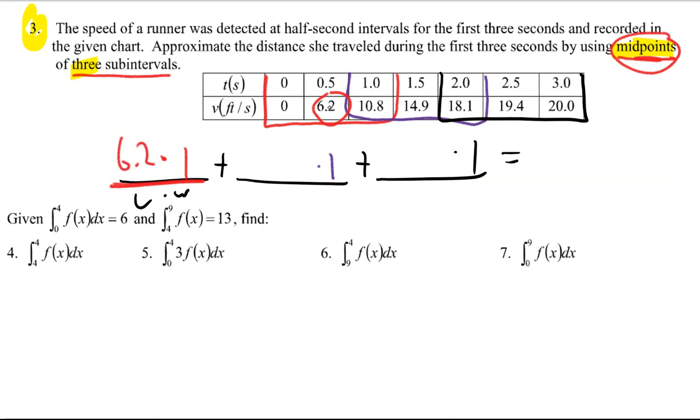So in the middle of the first interval would be 6.2. And the middle of interval 1 to 2 would be 14.9. And in the middle of interval 2 to 3 would be 19.4.